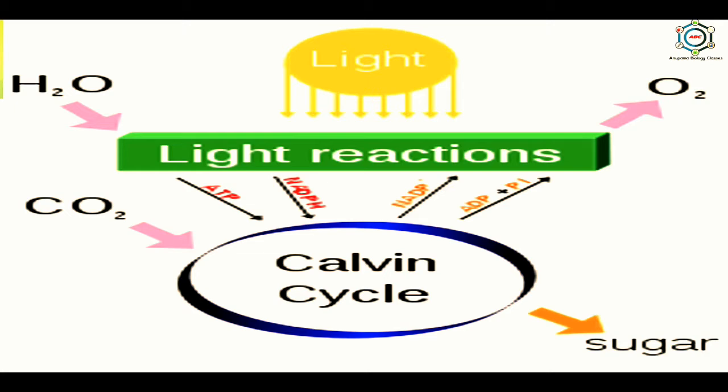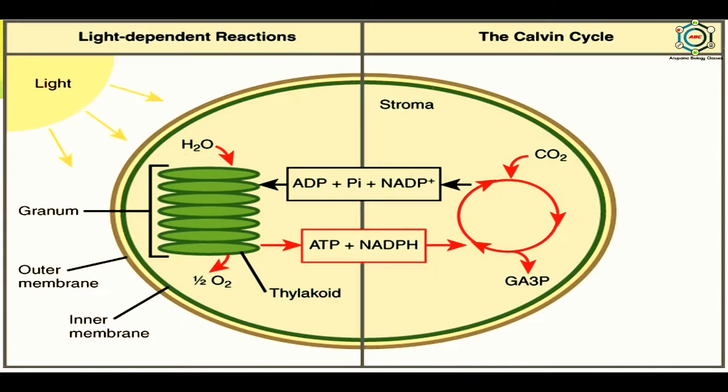So in photosynthesis there are two processes. First one is the light reaction and the second is the dark reaction, which is known as Calvin cycle. So in case of light dependent reaction, here you can see that it occurs in presence of light, and in case of Calvin cycle, which is known as light independent reaction, light isn't required.